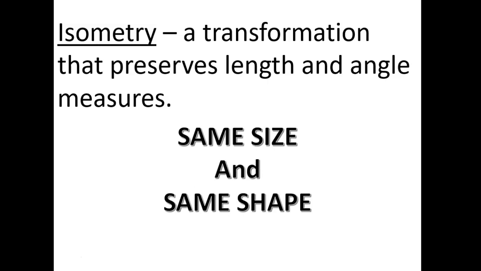However, it can be a reflection, so if you look at the object and it's being reflected over, it's basically the same size and the same shape. So therefore it's an isometry. But if it ever gets smaller or gets bigger, it's no longer an isometry. If it is distorted in any way, it's no longer an isometry.